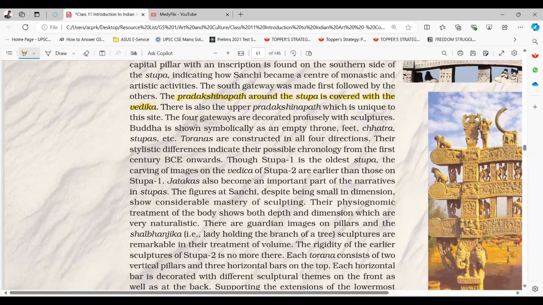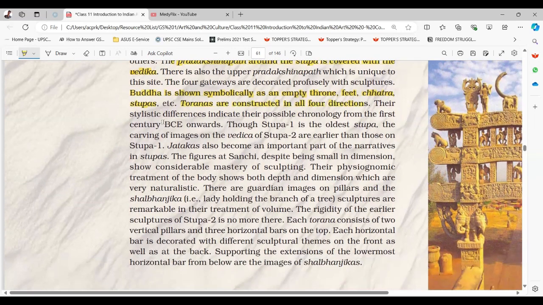The four gateways are decorated profusely with sculptures. Buddha is shown symbolically as an empty throne, feet, chatra, stupas, etc. Toranas are constructed in all four directions. Their stylistic differences indicate their possible chronology from the 1st century BCE onwards. Though Stupa 1 is the oldest stupa, the carvings of images on the Vedika of Stupa 2 are earlier than those on Stupa 1.